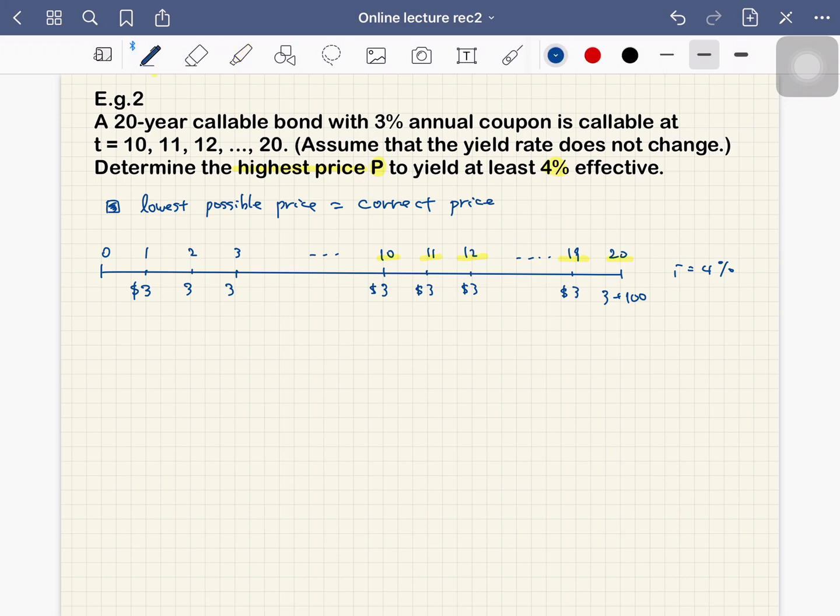Because the yield rate is 4%, but the coupon rate is 3%. Basically the issuer will not call the bond because the coupon is lower than the yield rate. The issuer doesn't have to pay the yield rate if they continue to pay the coupon. So the issuer will not call the bond.